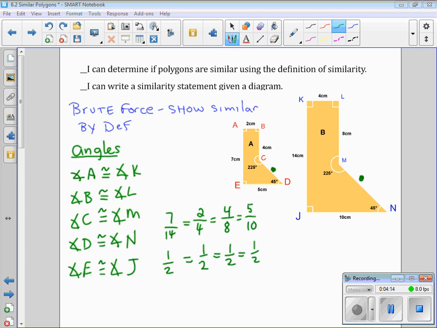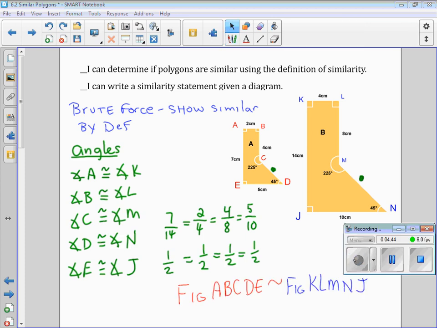Okay, so now I've done this. I proved that for every angle, there's a congruent angle that corresponds to it. For every side, I can write a ratio between a side and a corresponding side, and that ratio equals all the other ratios. And so that, by brute force, shows me that the two figures are similar. If this had 30 sides, I'd have to show 30 angles and then 30 ratios. Okay? That's why it's called brute force. All right, so now the figures are similar.